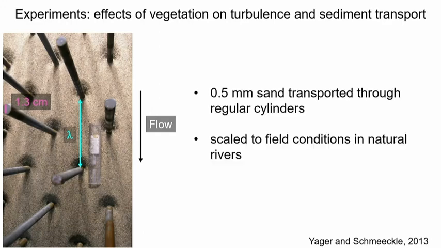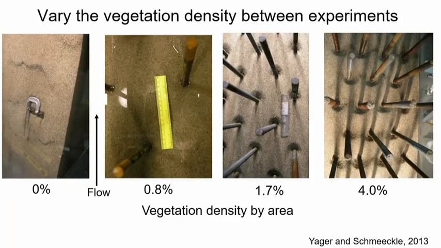And so in these experiments, we're transporting sand through regular cylinders, and they were scaled to have Reynolds, Froude numbers, etc., similar to what we see in natural rivers. And then in between the experiments, we varied the vegetation density by area from 0% to 4% to represent the range of possible vegetation densities you might find in a river system, where 0% is no vegetation.